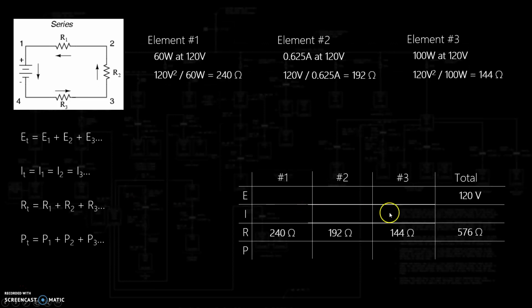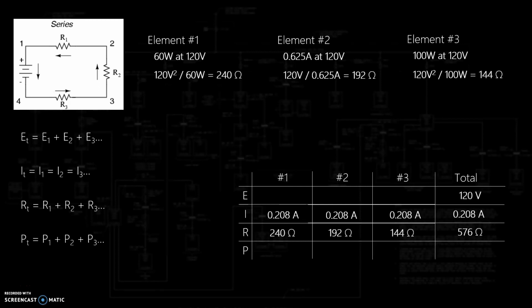Next, hopefully you guys are jumping ahead. I'm going to find that amperage because I can carry that straight across. I'm going to use Ohm's law, and that's going to tell me 120 volts divided by 576 ohms equals 0.208. And of course, I know according to my amperage rule for series circuits, I can throw that right across there, no problem.